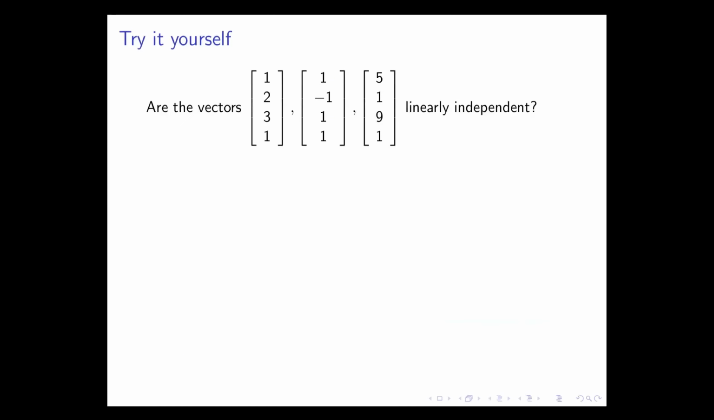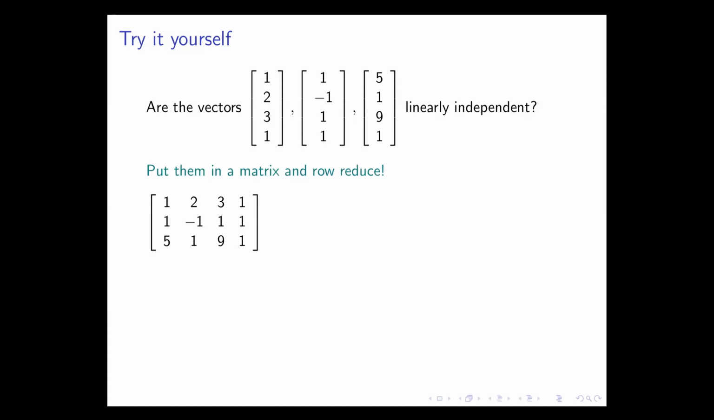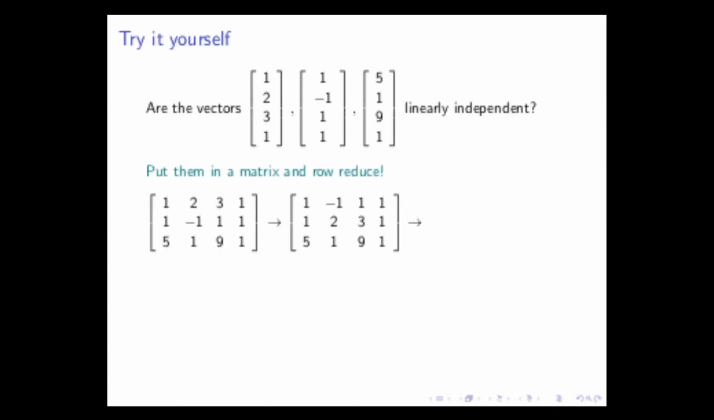Okay. Now let's take the complementary case when we have vectors (1, 2, 3, 1), (1, -1, 1, 1), and (5, 1, 9, 1), which are 4 component vectors, and there are 3 of them. So we should do the same reduction procedure. We'll put them in rows, so it's a 3 by 4 matrix. Again, you can do it as an exercise.